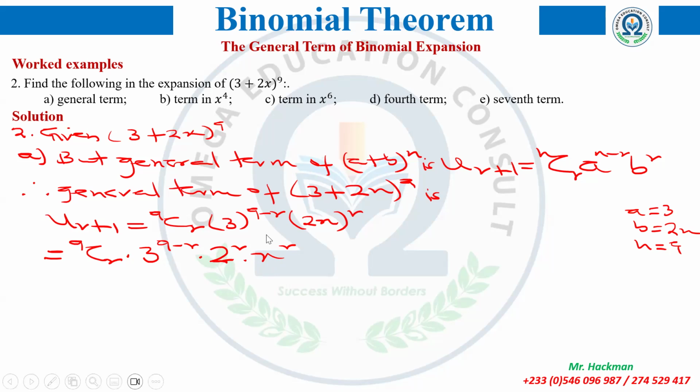So that once your X is standing alone, if you want to determine its power, you can easily determine the power. That is from one question to another. So we are done with A.